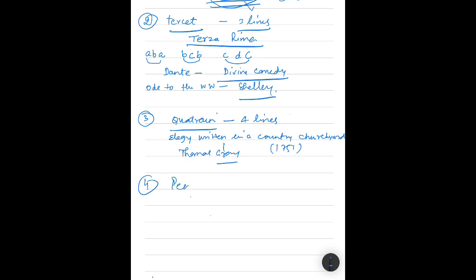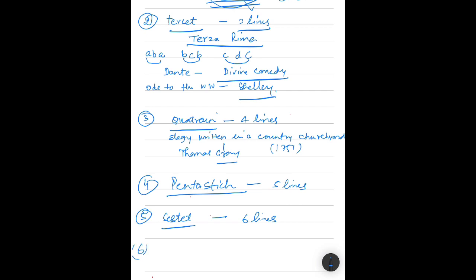Then comes pentastich. Pentastich, a stanza of 5 lines. Coming to sestet, I think you are familiar with this word. A stanza of 6 lines. And as you know, the second part of a Petrarchan sonnet is known as sestet. If you read a Petrarchan sonnet, you'll find out that it consists of 2 parts. First 8 lines octave and the last 6 lines sestet. So the last 6 lines is called sestet, and it can have various schemes.